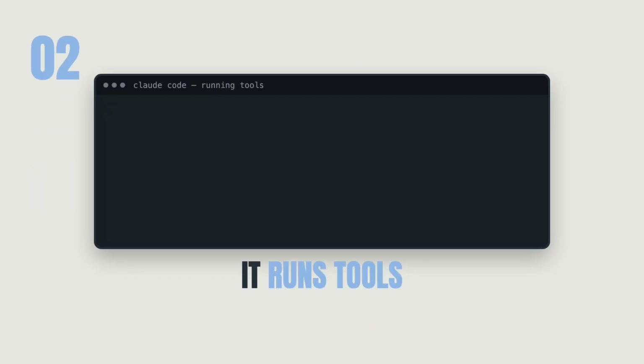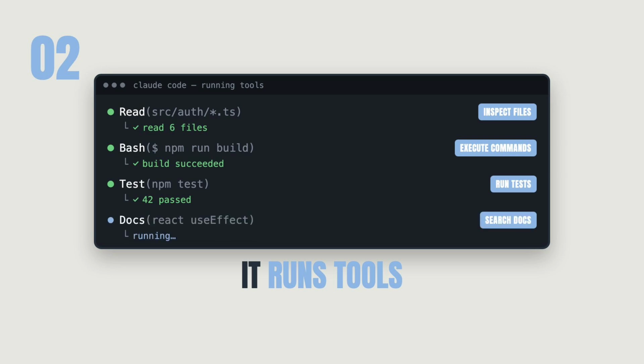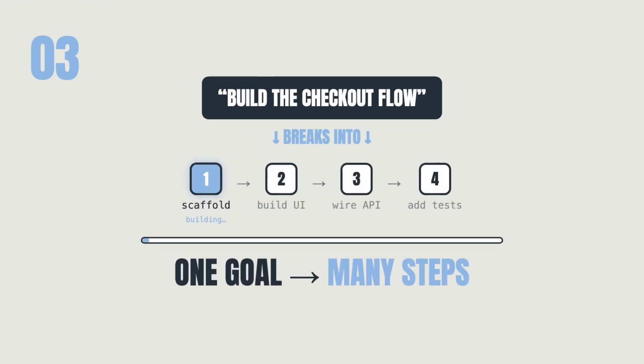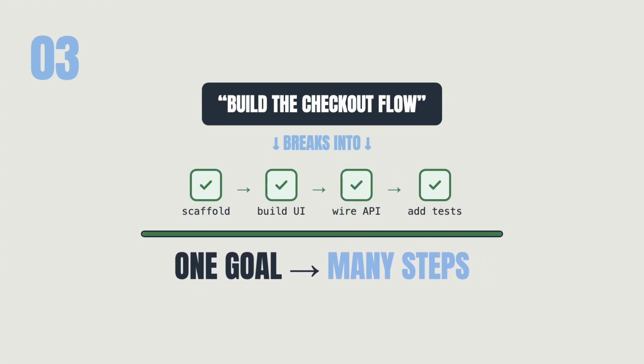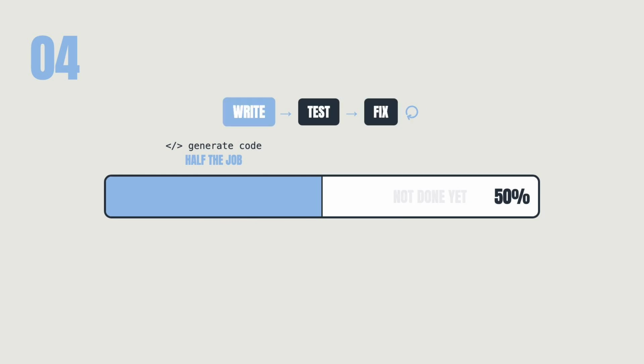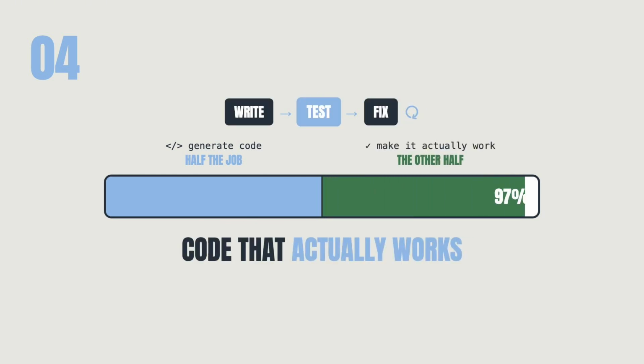Second, it can run tools. That means it isn't limited to generating text. It can inspect files, execute commands, run tests, search documentation, and gather information while working on a task. Third, it can handle fairly large and complex workflows. Instead of asking one question at a time, you can often describe a larger goal and let Claude break it down into smaller steps. And fourth, it can continuously verify its work. That's a huge deal because generating code is only half the job. The other half is making sure the code actually works. Which brings us to testing.